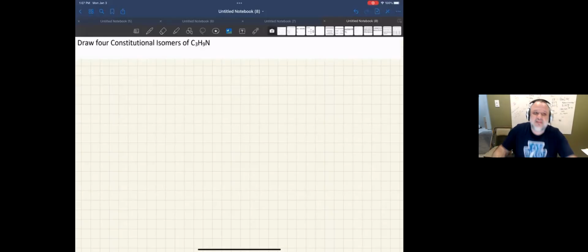Let's go ahead and get into this question with Orgo. It says to draw 4 constitutional isomers of C3H9N. We have to remember that a constitutional isomer has the same formula, C3H9N, but different connectivities. And when we say connectivity, we mean the way the atoms are arranged.